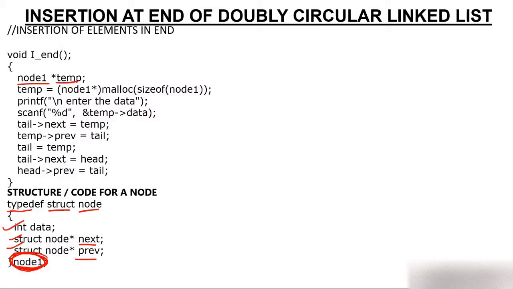If you do not use typedef, then wherever you are using node1, you have to write the complete struct node. So in order to simplify the code, I created node1. I have created a pointer of node1. Then we have created a node. Why? Because now again we have to insert a node, and if you want to insert a node, you have to create a node.